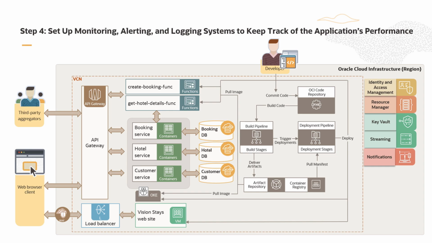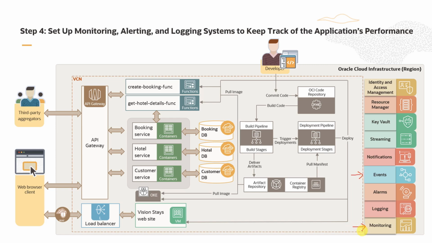In the next step, we'll establish events, monitoring, alerting, and logging systems to meticulously track the performance and health of the Vision Stays application. These observability services play a critical role in providing real-time insights into the application's operation and overall health. With OCI Event Service, developers can easily trigger code execution through functions, write to streaming service, or send alerts using notification, enabling intelligent response automation to changes within the infrastructure.